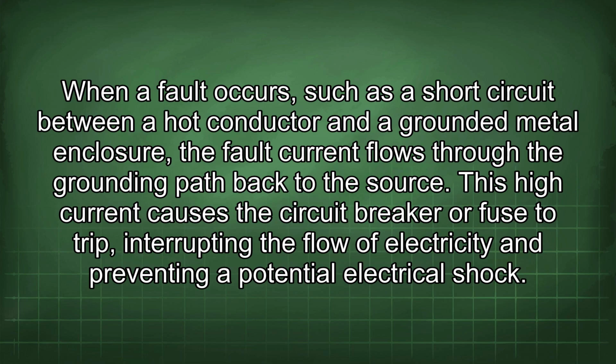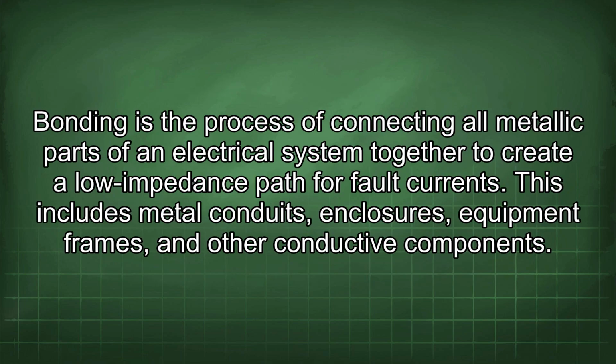When a fault occurs, such as a short circuit between a hot conductor and a grounded metal enclosure, the fault current flows through the grounding path back to the source. This high current causes the circuit breaker or fuse to trip, interrupting the flow of electricity and preventing a potential electrical shock.